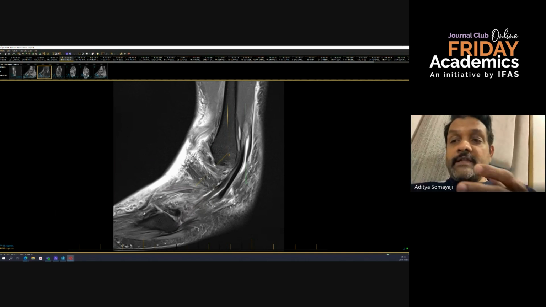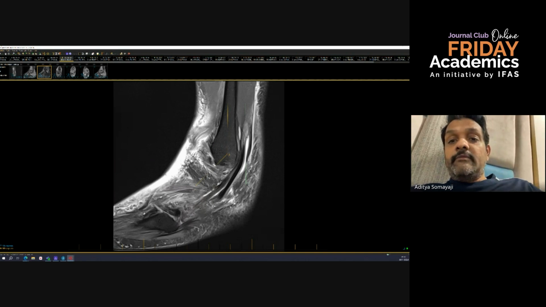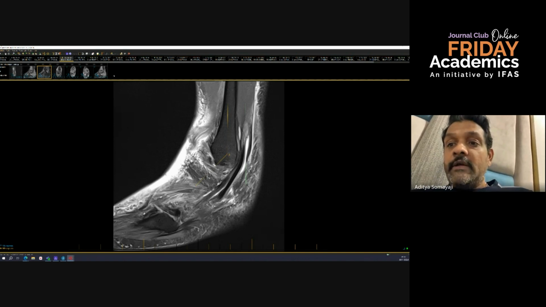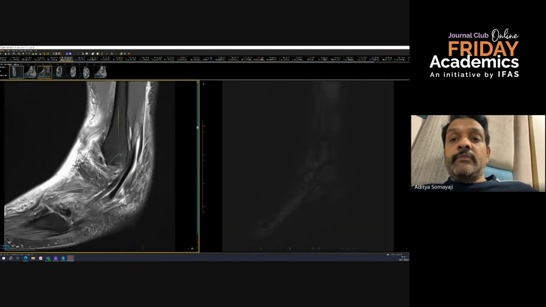How do you evaluate tarsal tunnel in MRI? What is the value of MRI, apart from ganglion cysts and all? Can we evaluate nerve thickening and all in the MRI?